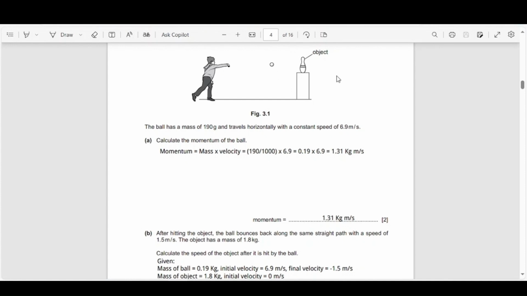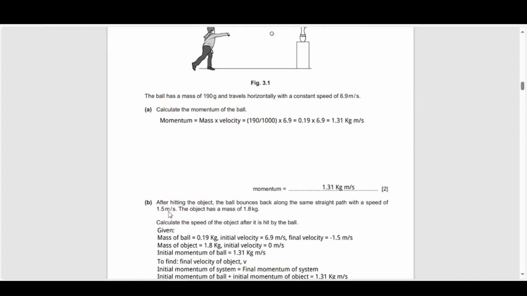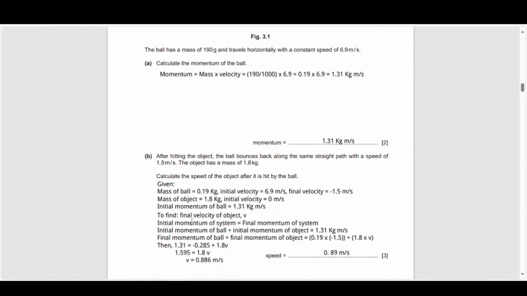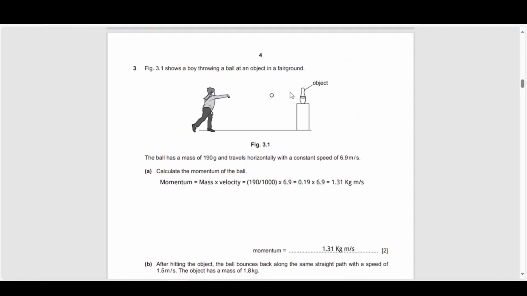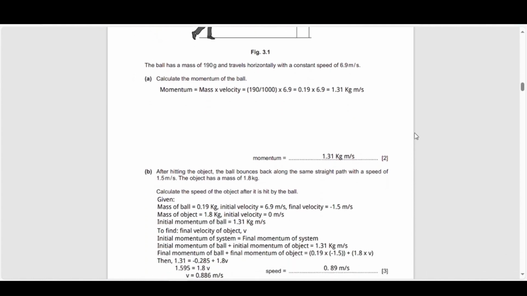So we know that the total initial momentum of the system is equal to the total initial momentum of the ball. And we know what the initial momentum of the ball is, which is 1.31 kilogram meters per second or 1.31 Newton seconds. And that has to equal, by conservation of momentum, the final momentum of the system. The final momentum of the system is the sum of the final momentum of the ball and the final momentum of the object. Now we can calculate the final momentum of the ball because we have its mass and we have its velocity.